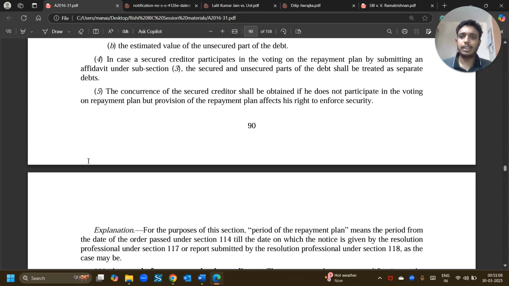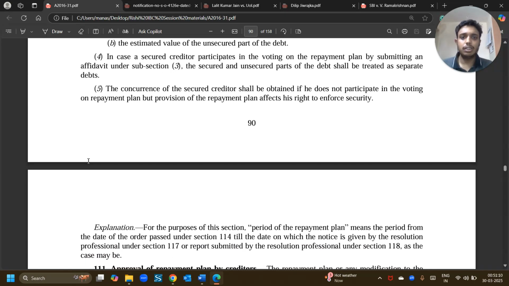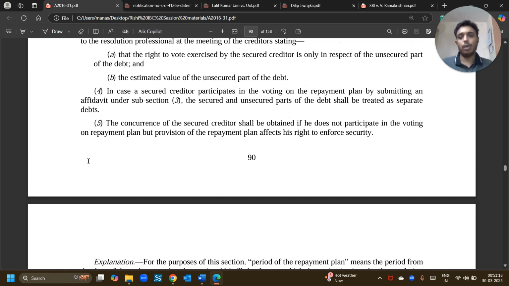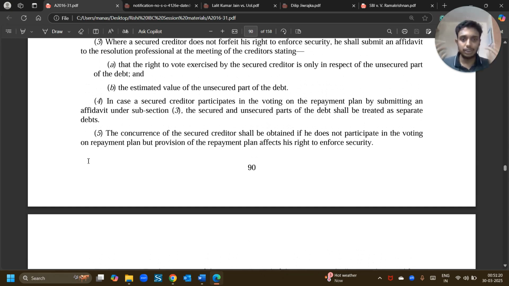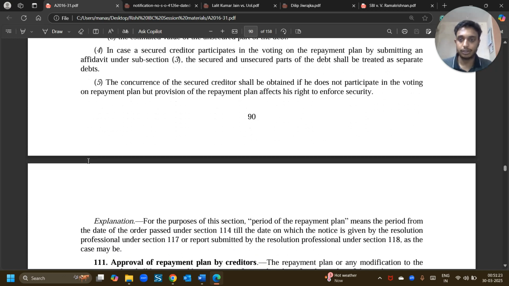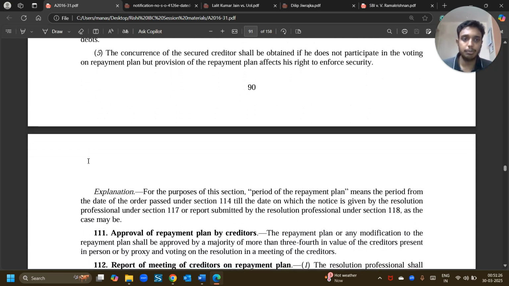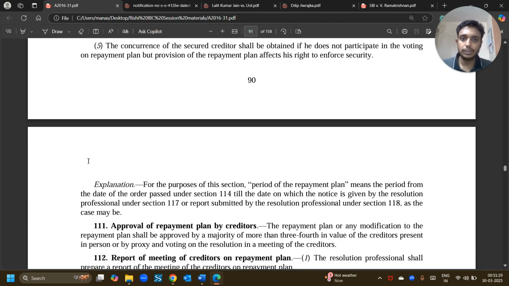Subsection 4 says, in case the secured creditor participates in the voting on the repayment plan by submitting an affidavit, the secured and unsecured parts of the debt shall be treated as separate debts. So that again, this is just a corollary of what subsection 3 says, because that's a logical inference of subsection 3. Subsection 5 says, the concurrence of the secured creditor shall be obtained if he does not participate in the voting on the repayment plan, but provision of the repayment plan affects his right to enforce security, right?